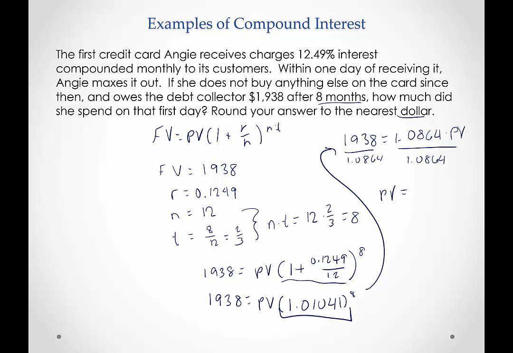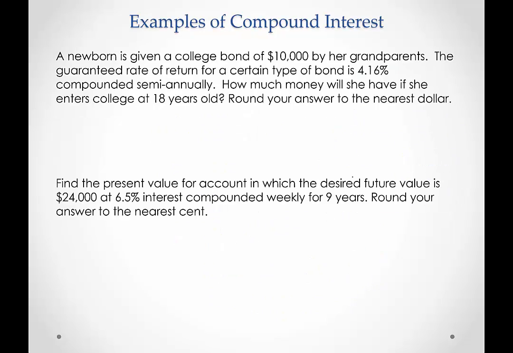And I end up with a present value. It says round to the nearest dollar. So when I plug in these values, I get 1,783.932499. So that's going to bump it up. That 0.9 will bump it up. So Angie spent about $1,784 on that first day. And now she already has $200 worth of interest. Yikes, no good.